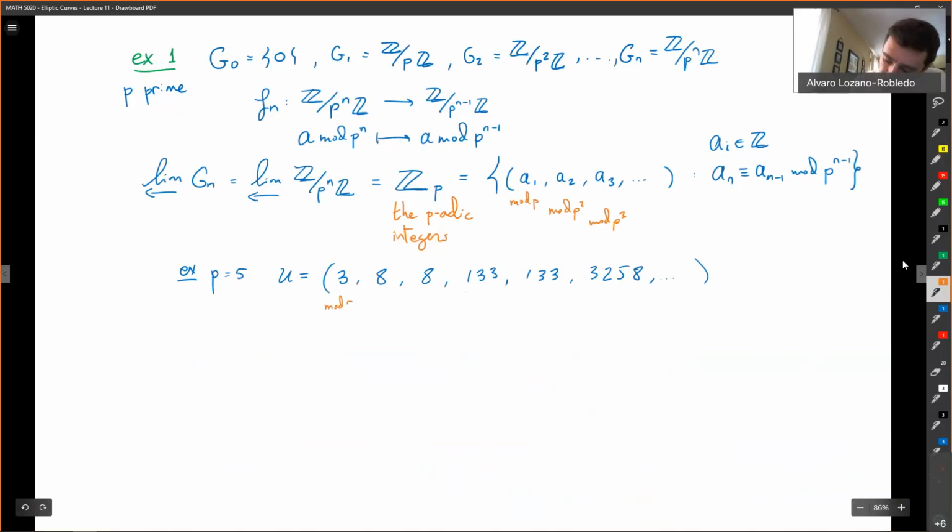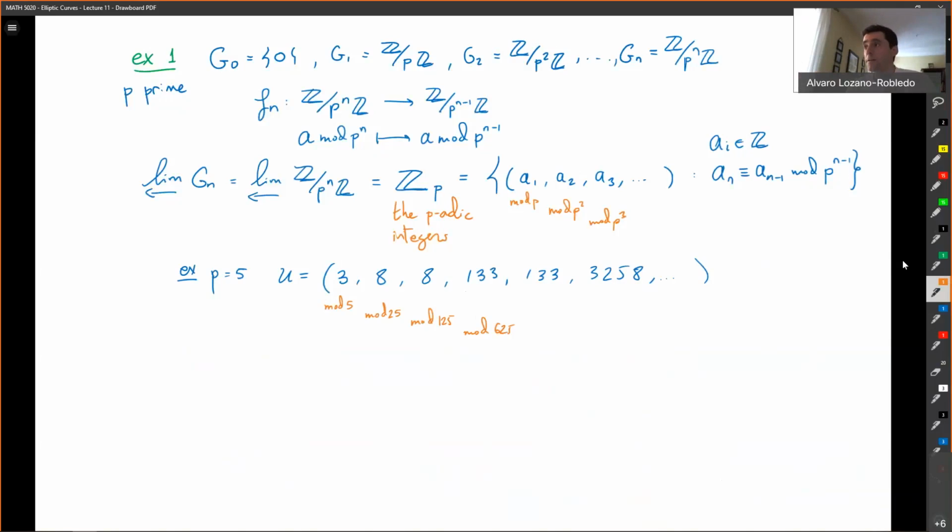This is the condition modulo 5. This is the condition modulo 25. And you see that 8 and 3 are congruent modulo 5. So if I reduce 8 modulo 5, I get 3. So that works. This is the condition modulo 125. It just says that if I reduce 8 modulo 25, I should get 8. And that's true. This is the condition modulo 625, and 133 is congruent to 8 modulo 125, and so on. This is just some random number that I picked, but that is the beginning of a 5-adic expansion.